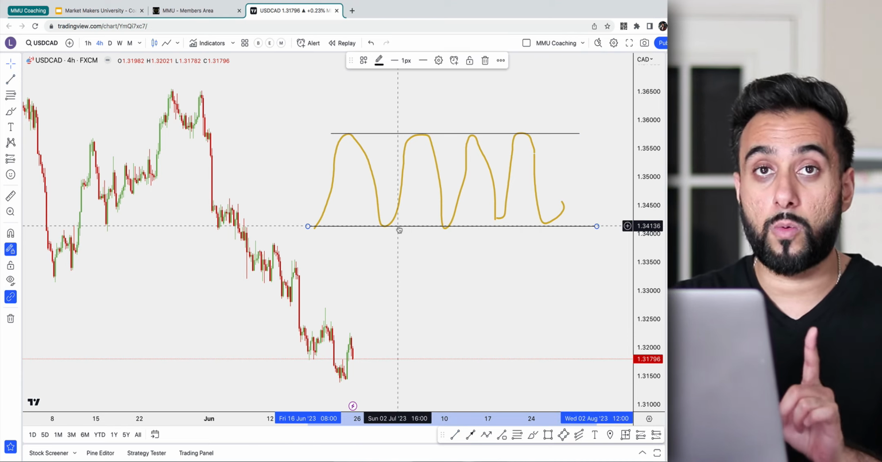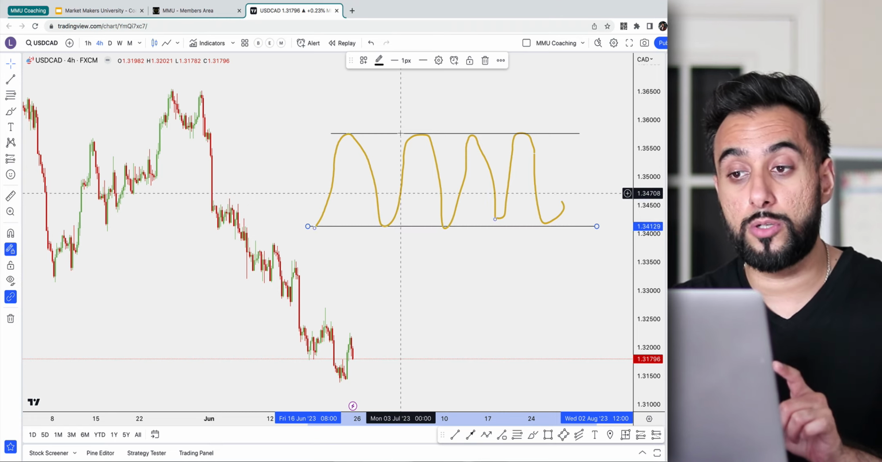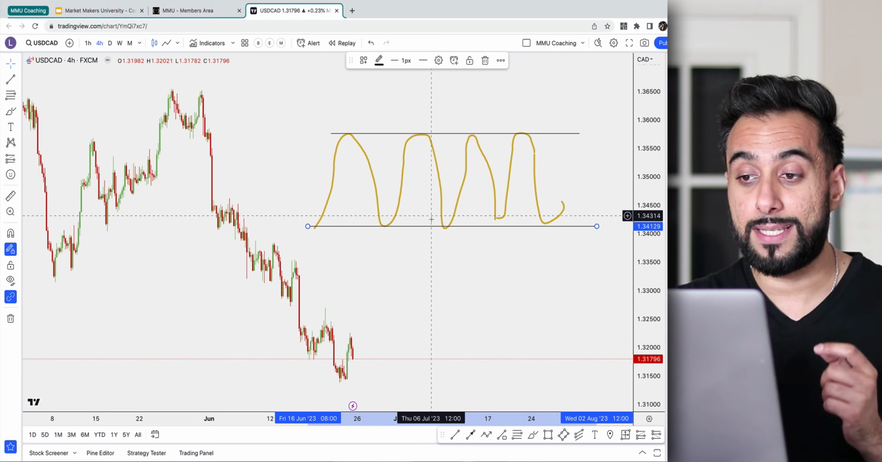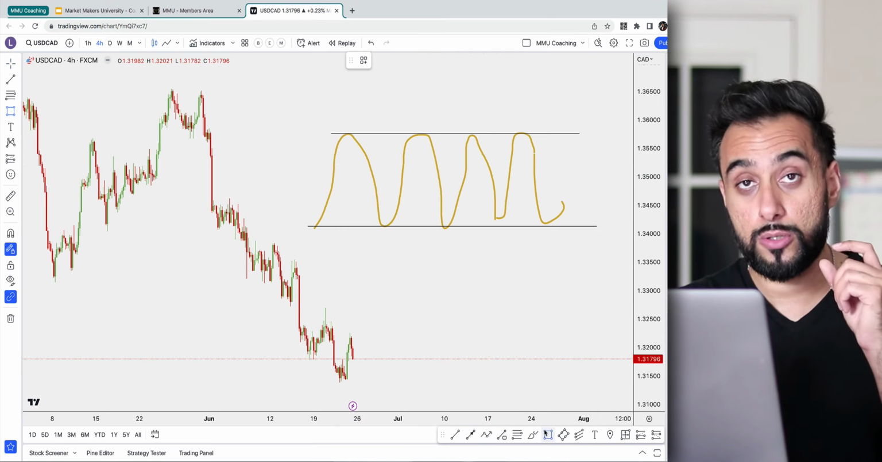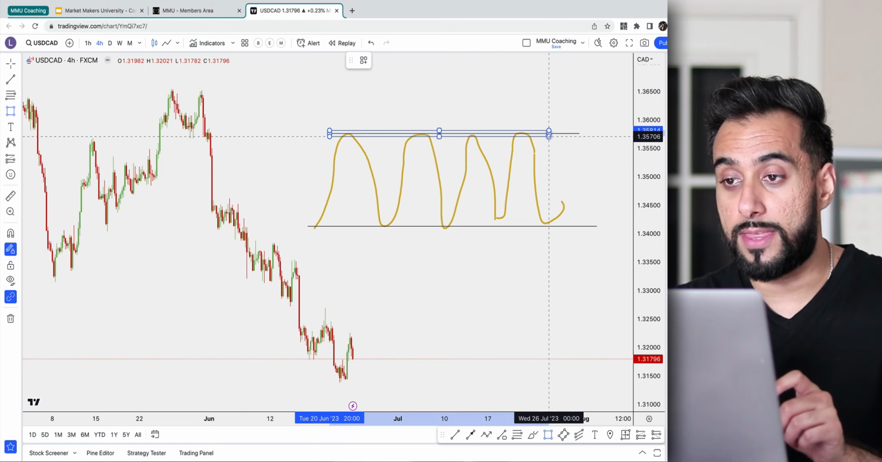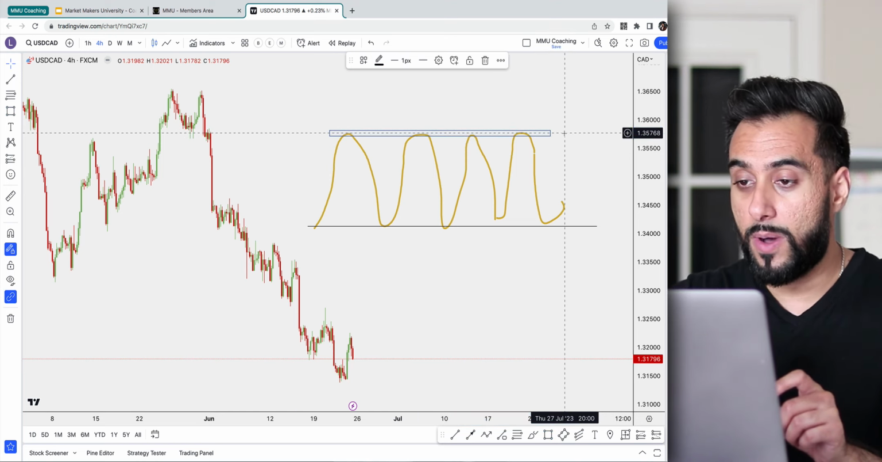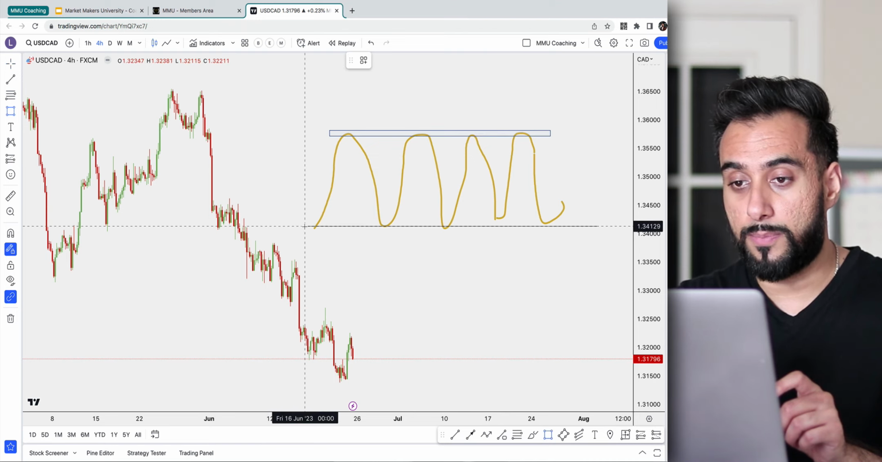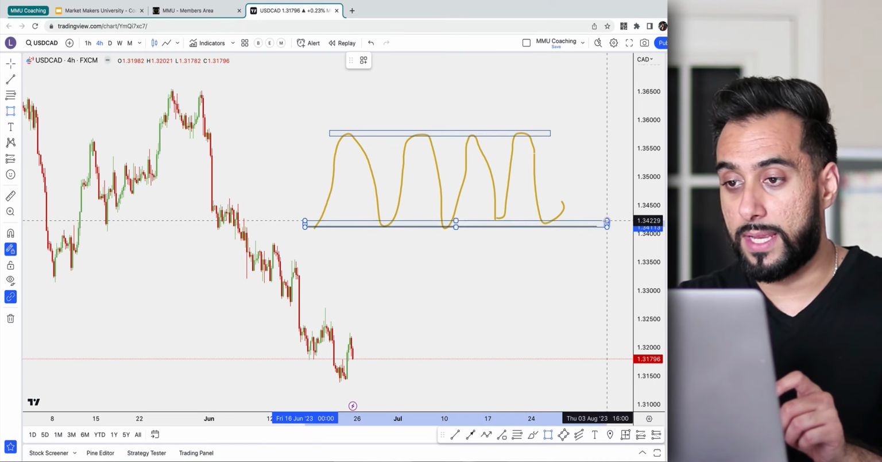But that is the wrong way. That is the incorrect way to do support and resistance. Instead, whenever you're identifying support and resistance, you want to draw these areas as zones. Let me give you an example. So this is how I will draw this support and resistance area. Let me go ahead and delete that line. And then this is how I would draw this support and resistance area way down here.